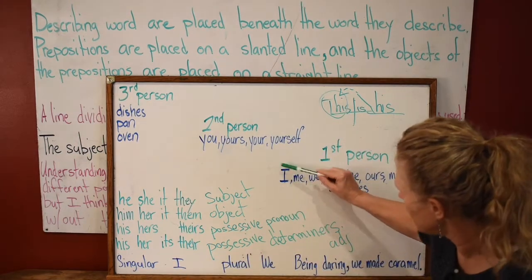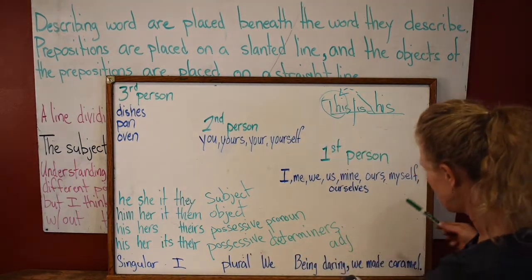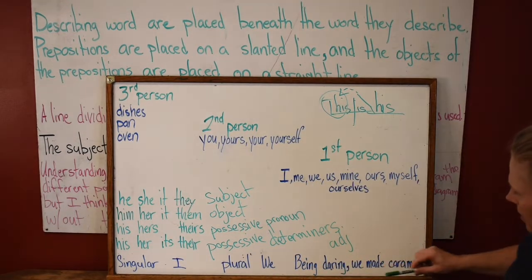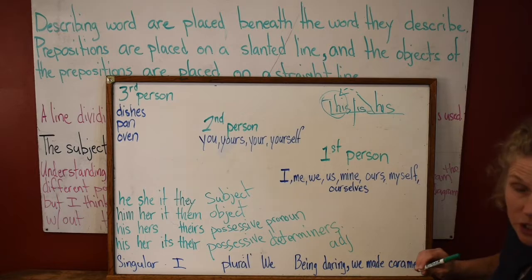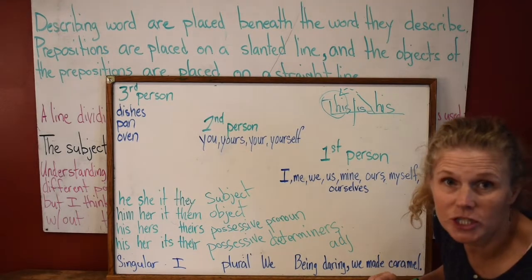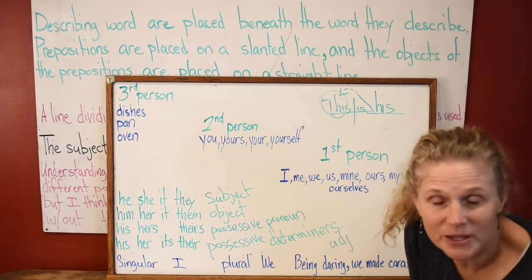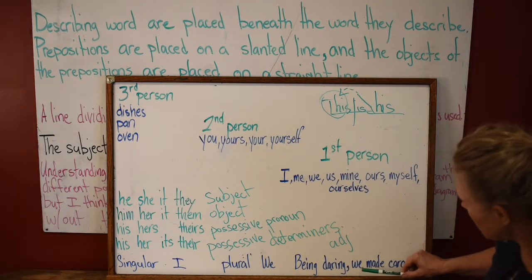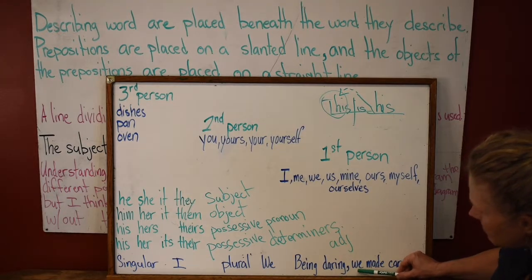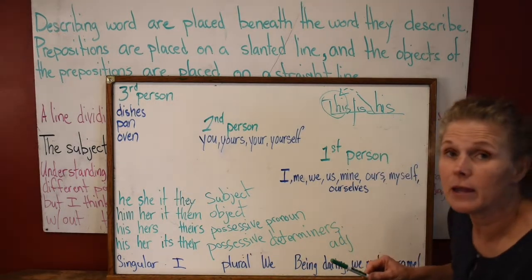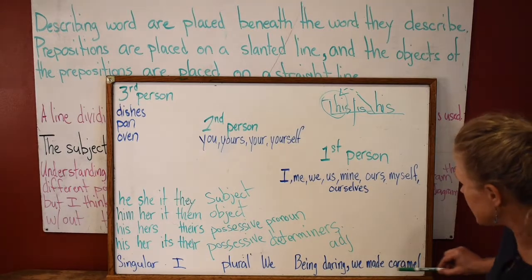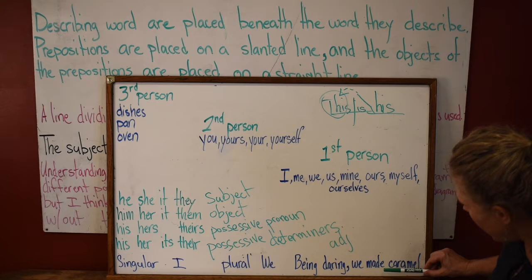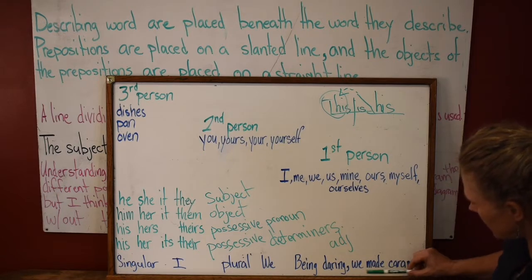Singular, I is singular. Plural is we, right here. Now we have being daring, we made caramel, which Savannah and I made caramel and it took us 4 times. We threw it out at least 3 times. And it's tricky, but look, this means Savannah and I made caramel. We did it together. This is plural. All right? And we did it together.